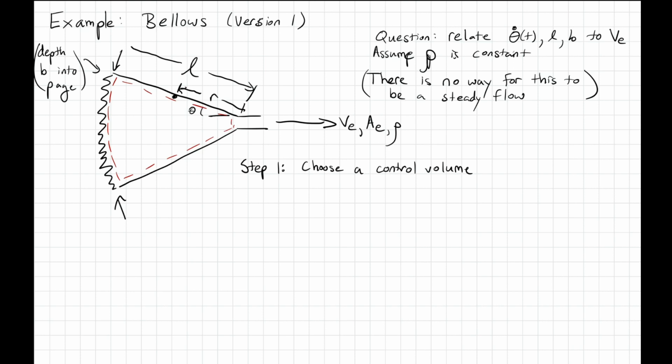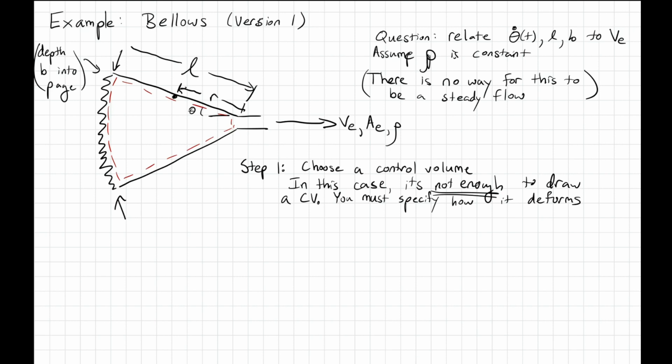It turns out in this problem, because the boundaries are moving, it's actually not enough to just draw the control volume. So that pie shape is actually not enough. You have to say how it deforms. And I'm going to solve this problem in two different ways, with two different ways that the control volume can deform, and show you what I mean.